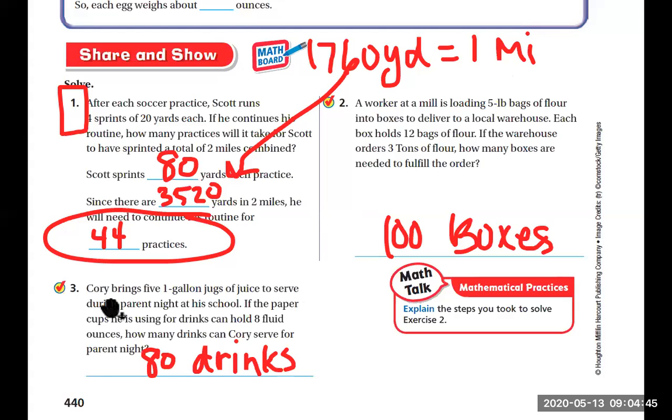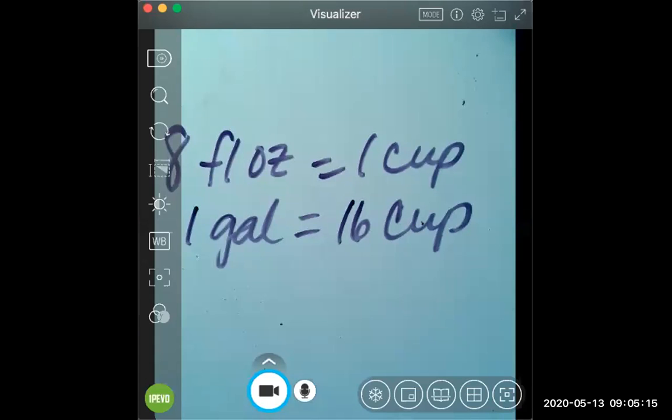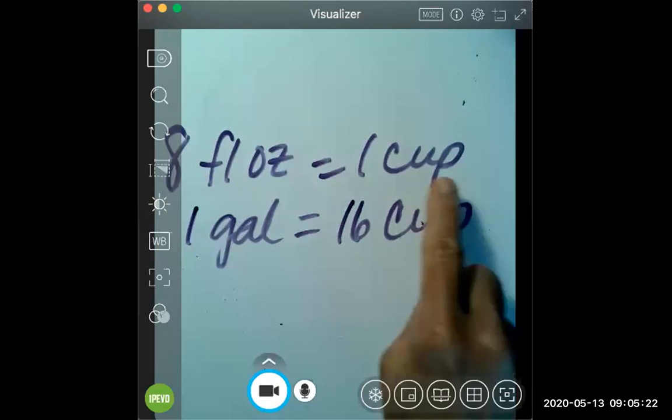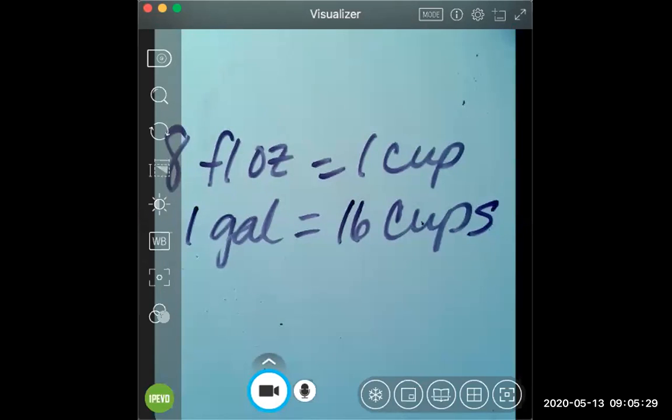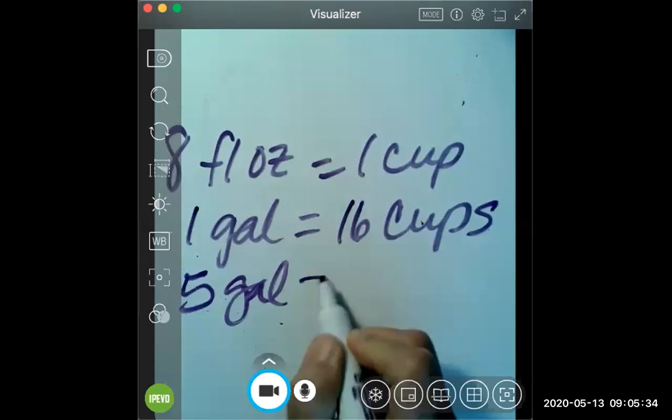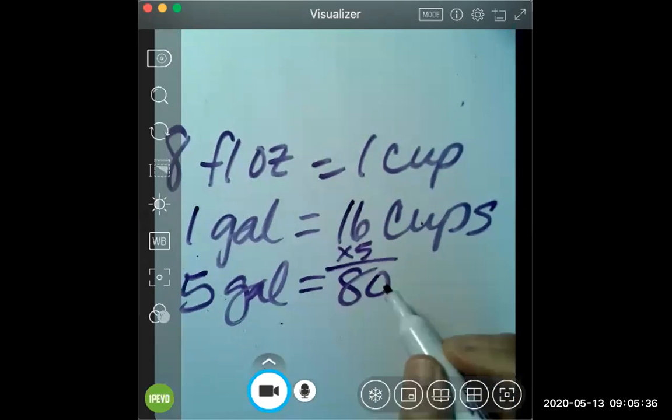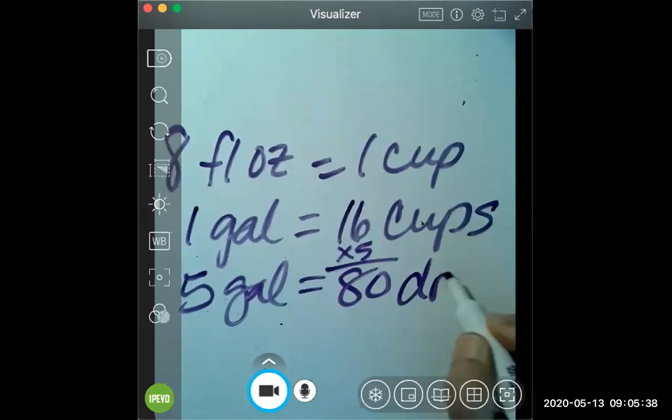So on number 3 here, the correct answer is 80 drinks. Why? Well, let me show you. The conversion factors you needed for this problem is that you needed to know there are 8 fluid ounces in 1 cup, and there are 16 cups in 1 gallon. So if there were 5 gallons in the problem, then you would do 16 times 5 to get 80. And so each drink was 8 fluid ounces. That makes 80 drinks altogether.